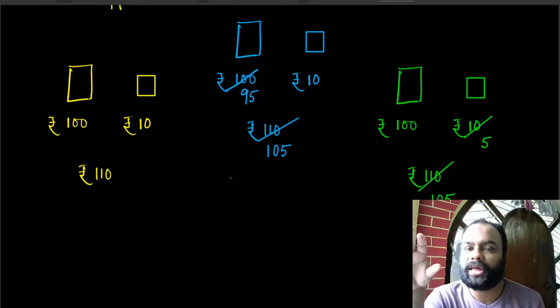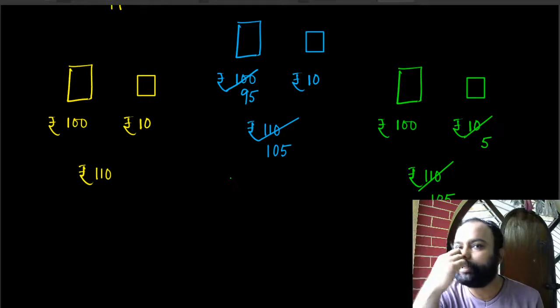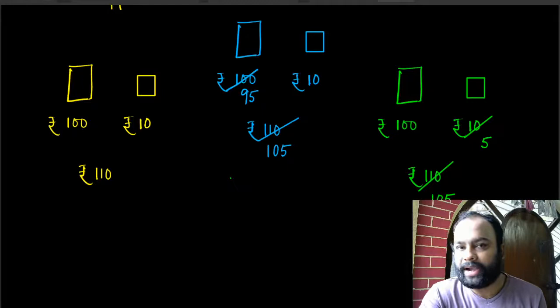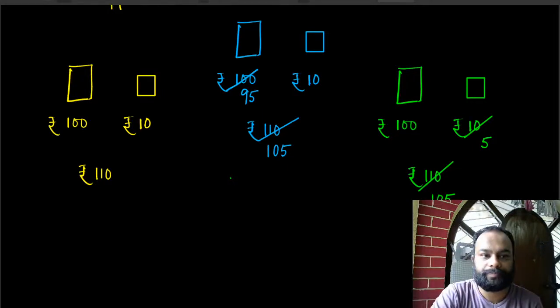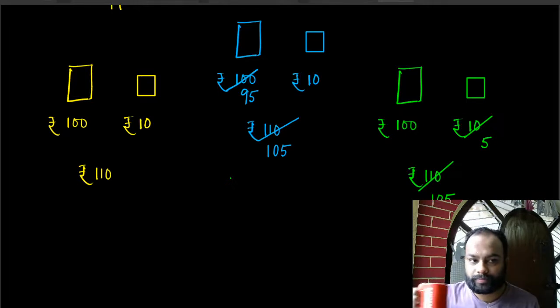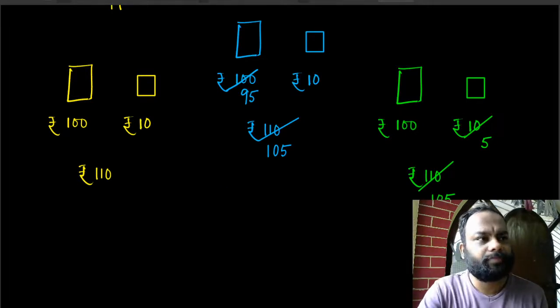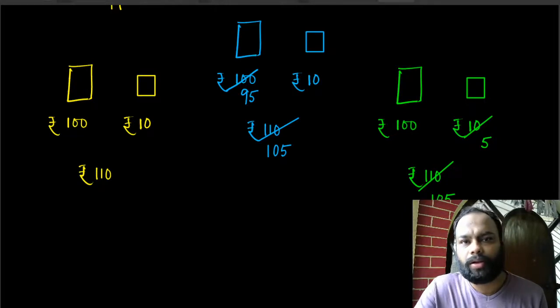So one of the shops is giving you a 5 rupees discount on an item that costs 100 rupees, and one of the shops is giving you a 5 rupees discount on an item that costs 10 rupees, right? What do you think we would feel like?